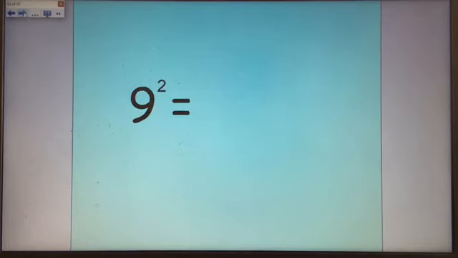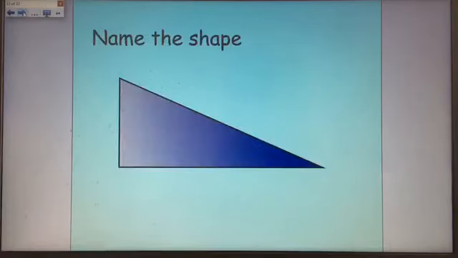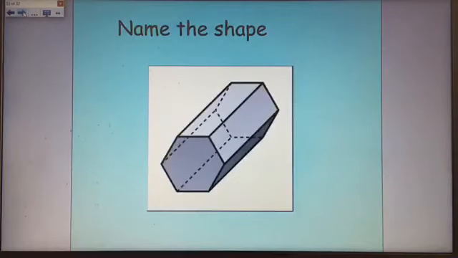9 squared. 81. 4,000 times 5 is 20,000. Name the shape. Is a right angled triangle. Name the shape. That is a hexagonal prism. Definition of any sort of prism is 2 shapes at either end joined together by rectangles.